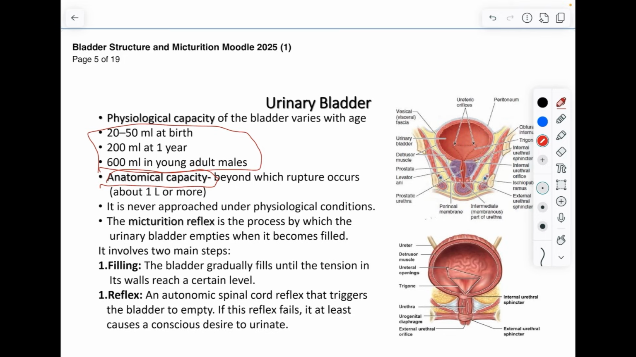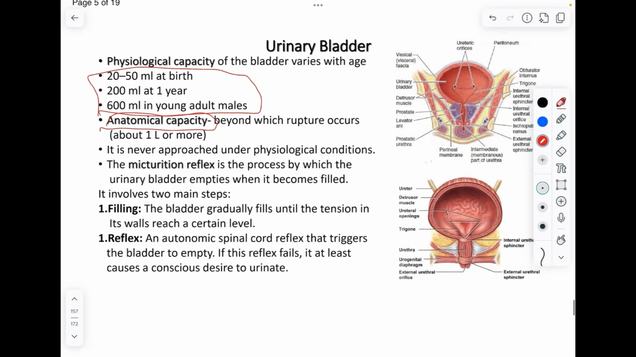okay? Under normal physiological conditions you should not reach it at all. The anatomical capacity, if we get a cadaver and we infuse its bladder with water, it can take it until I think 1 liter. Okay, so this is the difference.